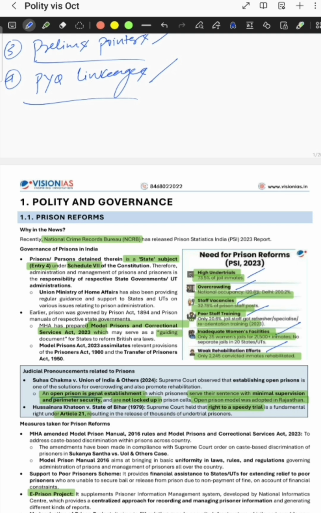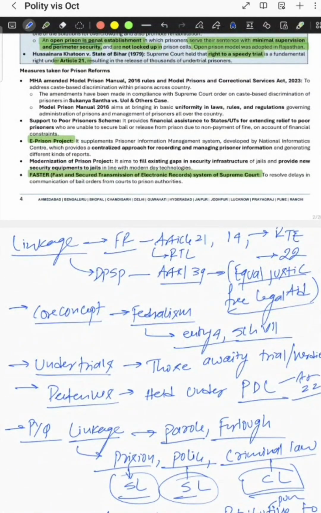We can see that prisons or persons detained in them are a state subject, that is Entry 4, Schedule 7. With respect to FRs, we have Article 21, that is right to life, and Article 14, that is equality before law. In DPSPs we can see Article 39A, that is equal justice and free legal aid. So the concept here is federalism. Federalism related to prelims comes in Schedule 7, that is Entry 4, which is the State List.